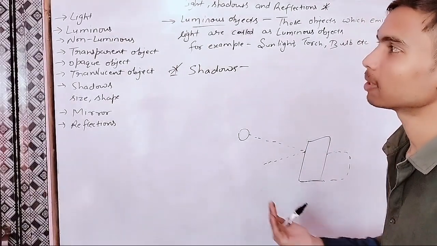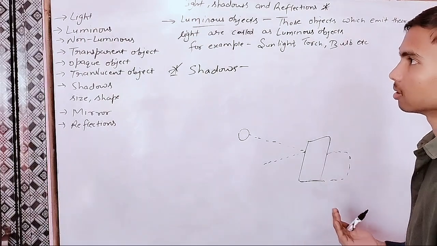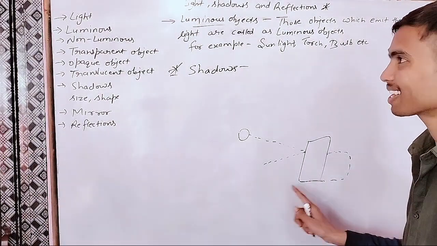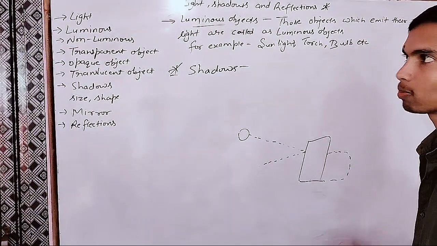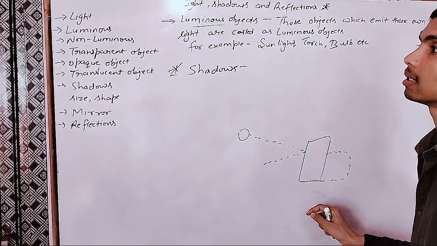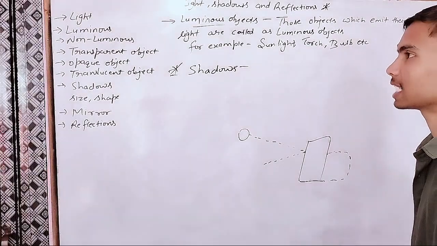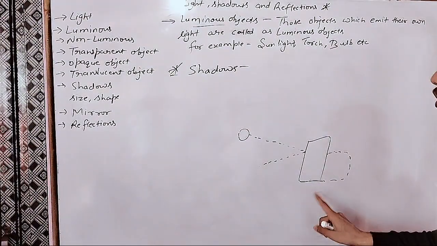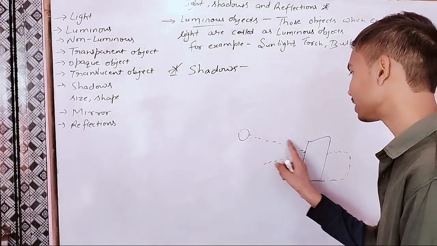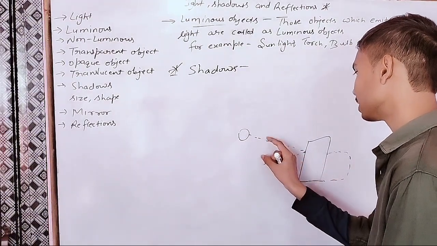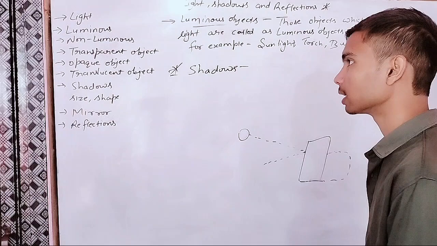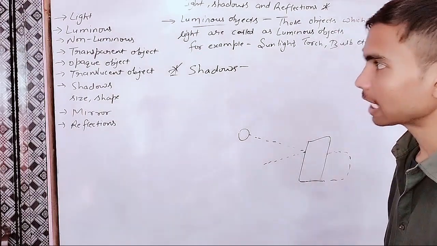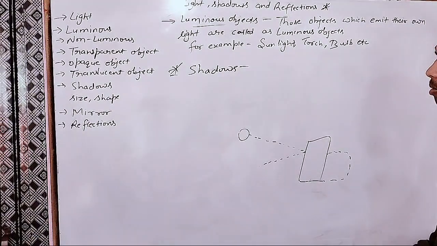This was the difference between an opaque object and a transparent object. We can't see a shadow of a transparent object; rather, we see the shadow of an opaque object. Clear? So here we are looking at the formation of a shadow of an object because light is not passing through it. Rather, light is turning into another direction, light is being blocked by this object. Now it's time to understand the size of a shadow and the shape of a shadow.